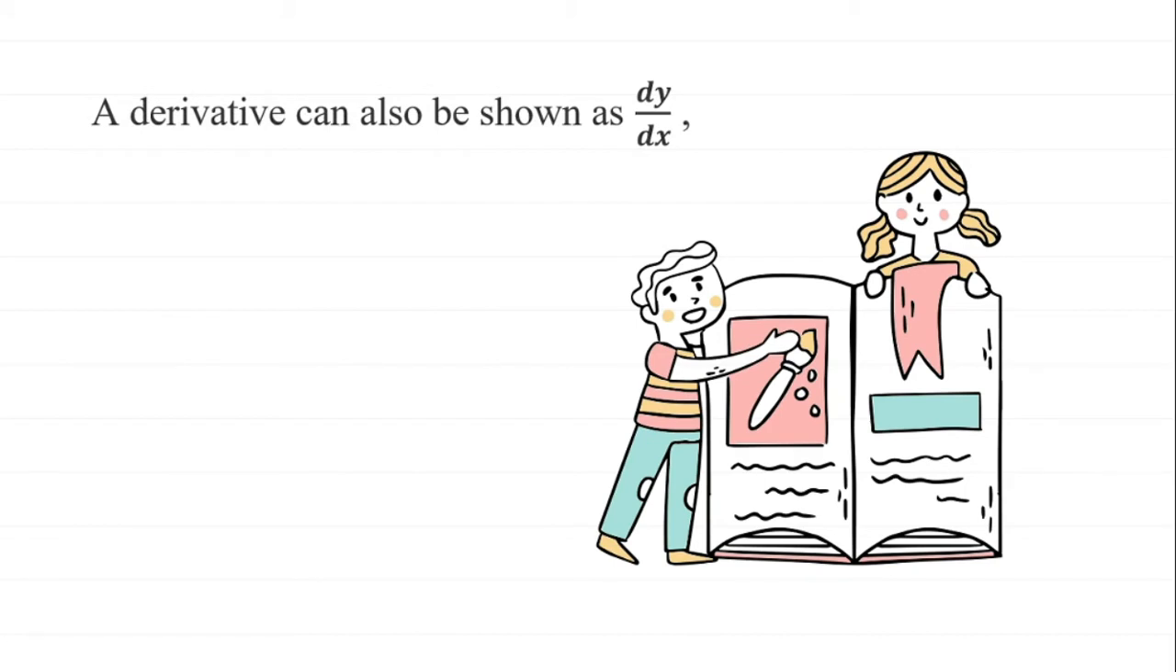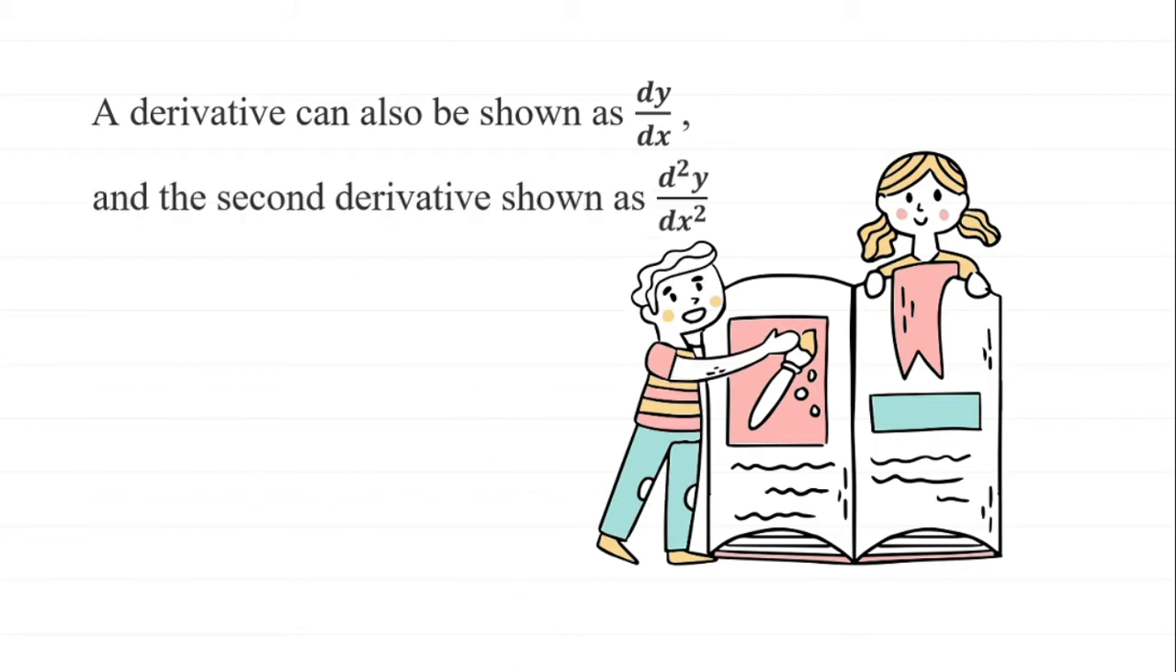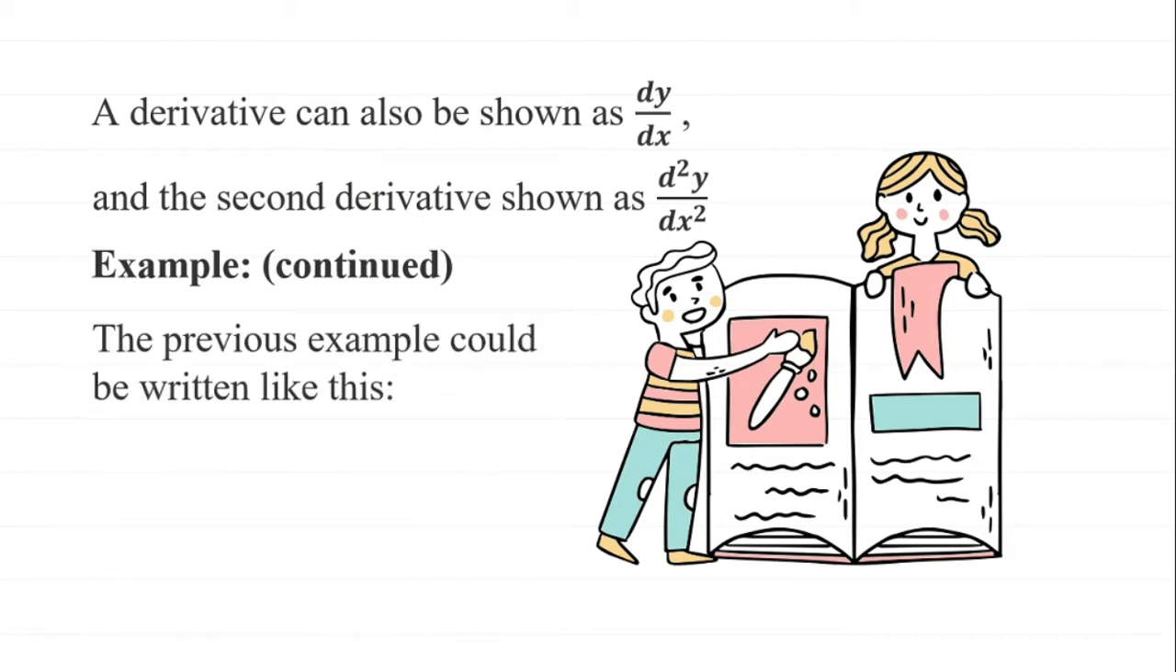A derivative can also be shown as dy per dx. And the second derivative shown as d squared y per dx squared. Example: the previous example could be written like this. y equals x cubed, dy per dx equals 3x squared, d squared y per dx squared equals 6x.